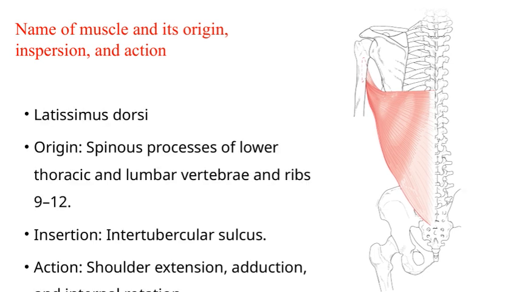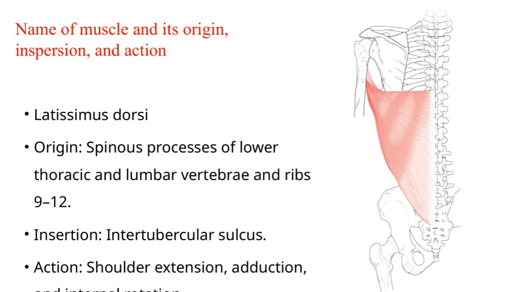Now, let's take a closer look at the latissimus dorsi. This muscle originates from the spinous processes of the lower thoracic and lumbar vertebrae, as well as ribs 9 through 12. These points of origin give it a broad base on the back. The latissimus dorsi inserts into the intertubercular sulcus of the humerus, which is essentially a groove on the upper arm bone. This muscle plays a key role in shoulder movements.